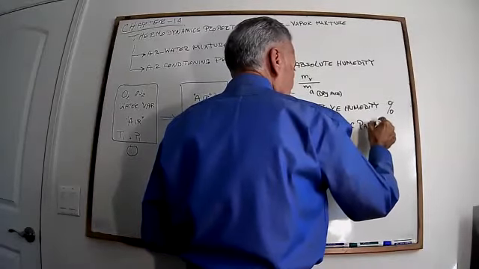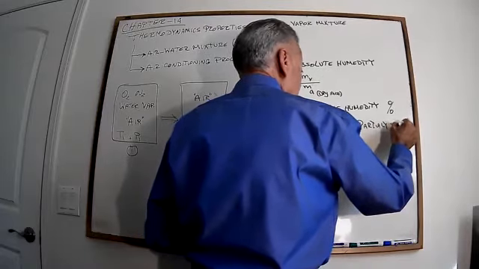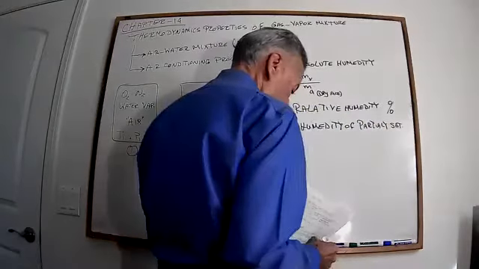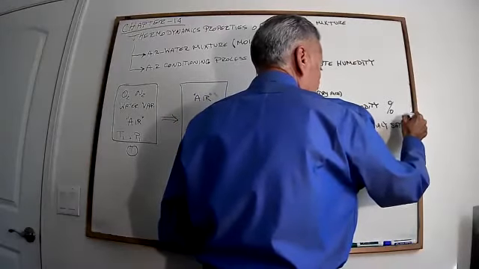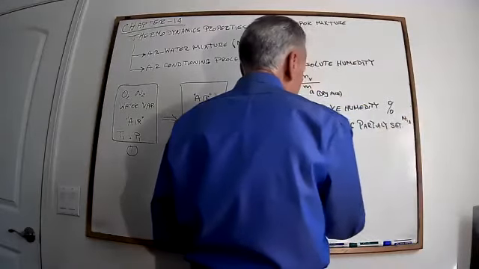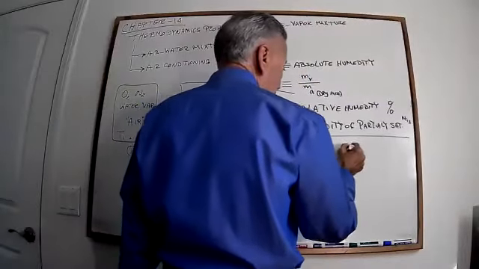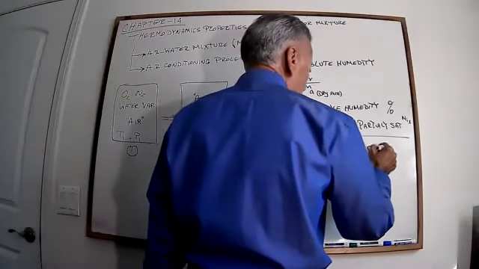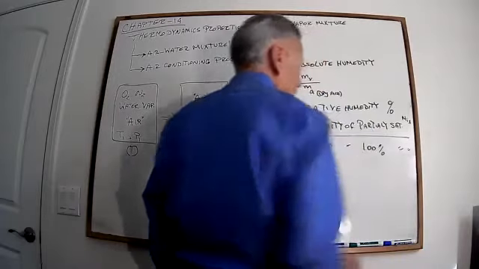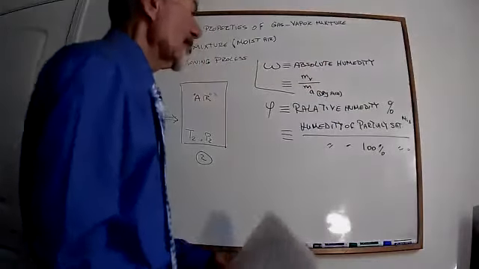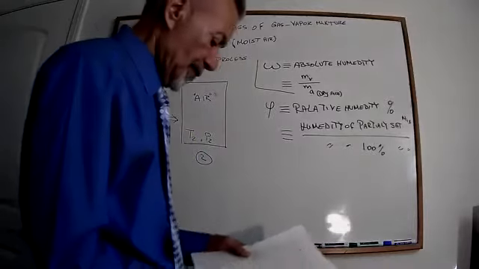Now, the relative humidity is a little different, and that is the humidity of a partially saturated mixture divided by the humidity of a 100% saturated mixture. That's why we show that as a percentage.